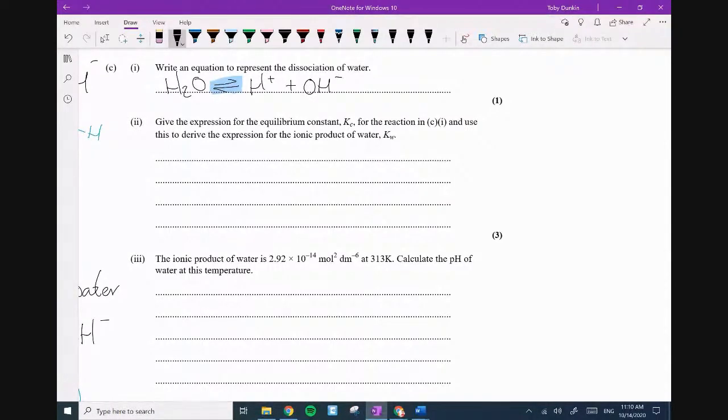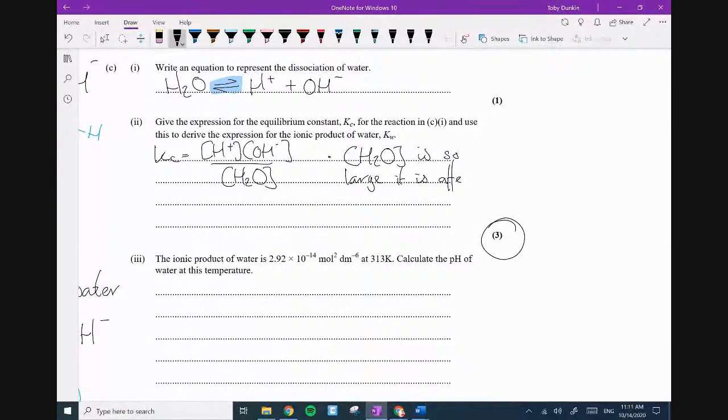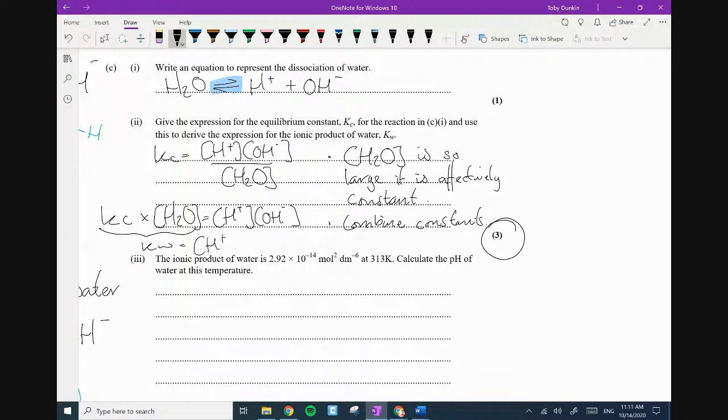Give an expression for the equilibrium constant Kc for the reaction in C1 and use this to derive the expression for Kw. 3 marks. Kc equals [H+][OH-] over [H2O]. Second mark, the concentration of water is so large it is effectively constant. Two constants get combined. Kc multiplied by [H2O] gives [H+][OH-]. Therefore, these get combined to give you Kw equals [H+] multiplied by [OH-]. Nailed it. Isn't that cool?